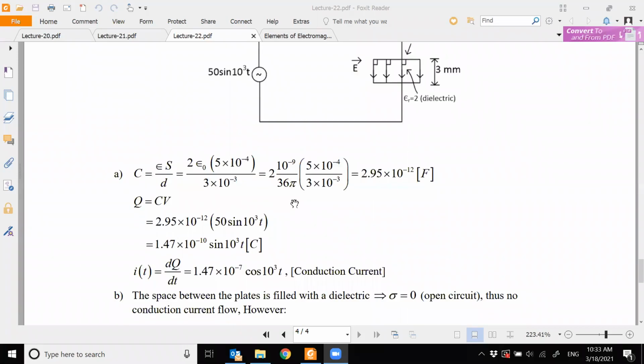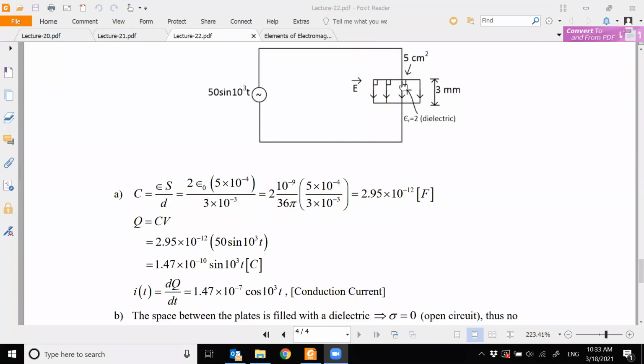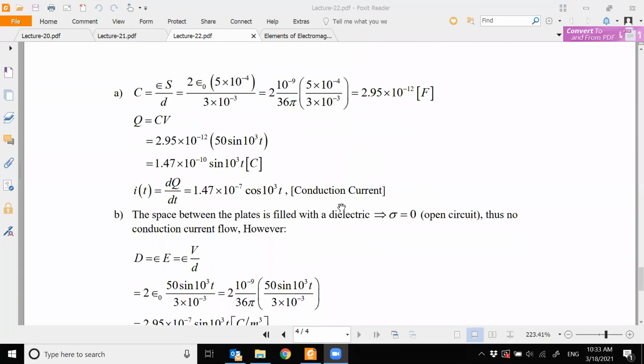Now, how do you find the current between these two capacitor plates? For that, first we need to find the electric field, then the electric flux density, and then if we take the derivative of the electric flux density, we will get the current. So let's find the electric field here. My electric field E is just V over D, and the electric flux density is epsilon E, or epsilon V over D.